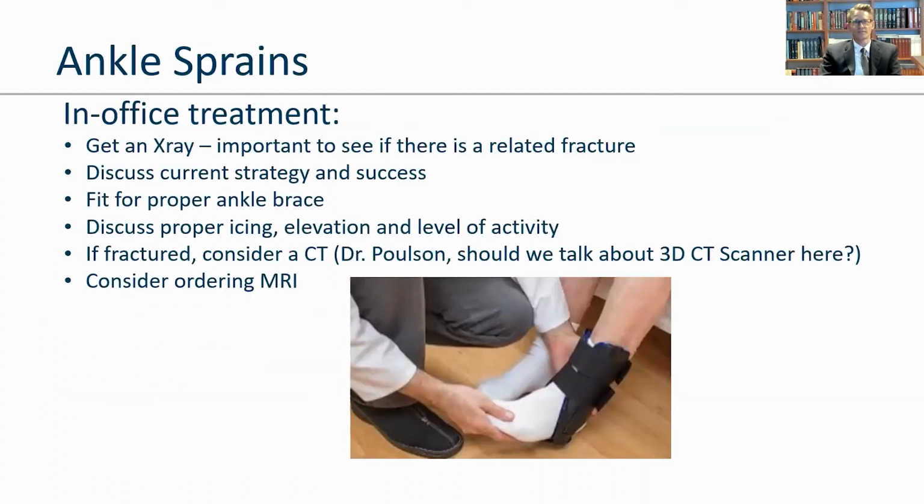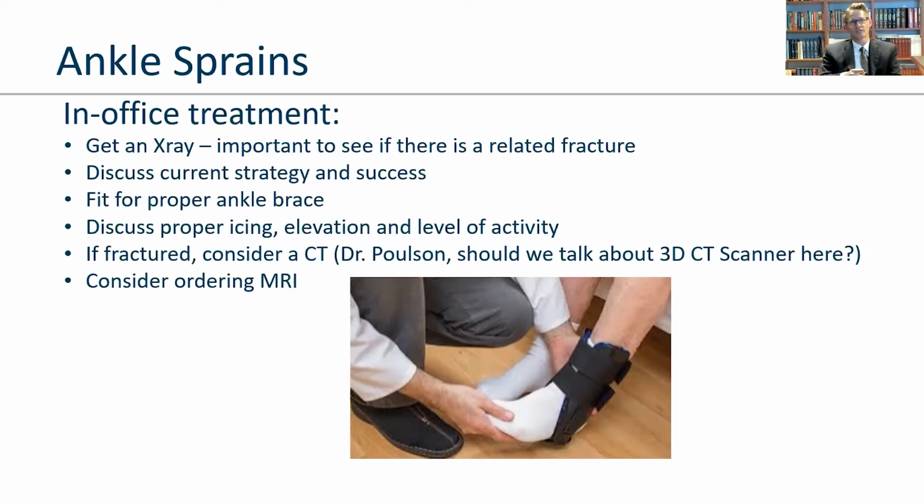In-office treatments: our first time together, we always get an x-ray. It's the most important thing we can do. That way I can see the bony structure and make sure that there's not a fracture. We discuss what you're currently doing, what's worked and what hasn't worked. We fit you for a proper ankle brace if that's the direction that we're going. We talk about proper icing, elevation, and what level of activity you can and cannot participate in. This, for the most part, goes back to runners or athletes, because they want to know, okay, how much can I do? What can I get out? What can I get back into?